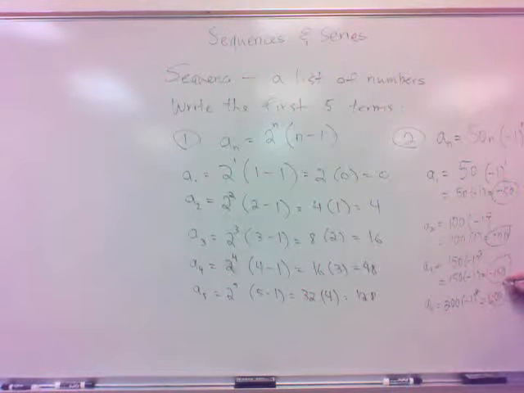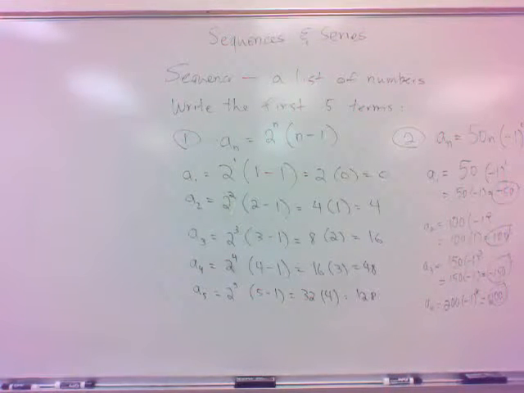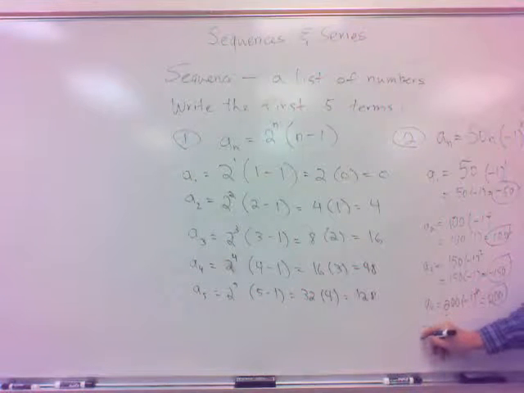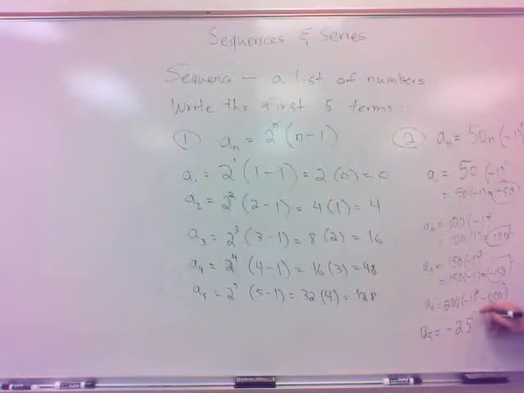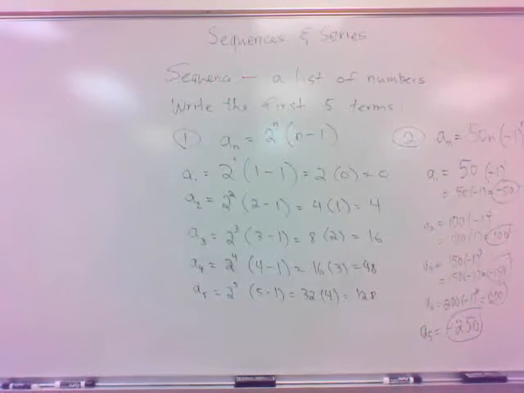What's happening? Negative, positive, negative. They're alternating. So anytime you have a negative 1 to the nth power, something like that, the terms are going to alternate signs. A sub 5 then would be negative 250. Okay? So that's an interesting one there.